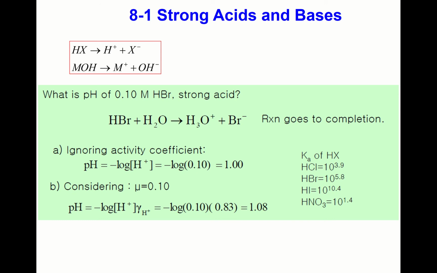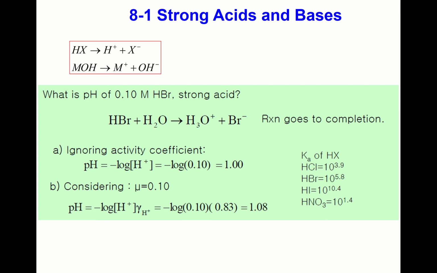Now let's consider strong acids and bases. This is the simplest case. There are maybe innumerable acids and bases, but most of them are weak acids and bases. There are just a few strong acids and bases. So you simply memorize which ones are strong acids and strong bases.